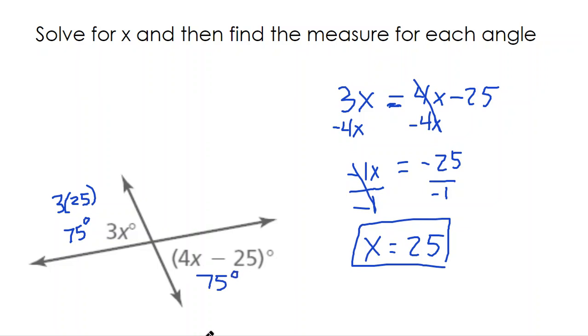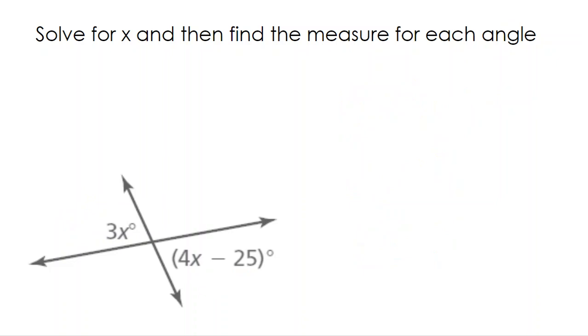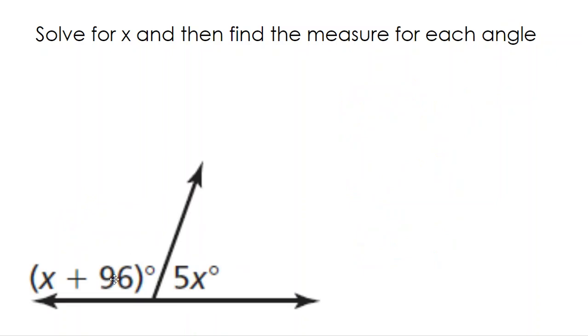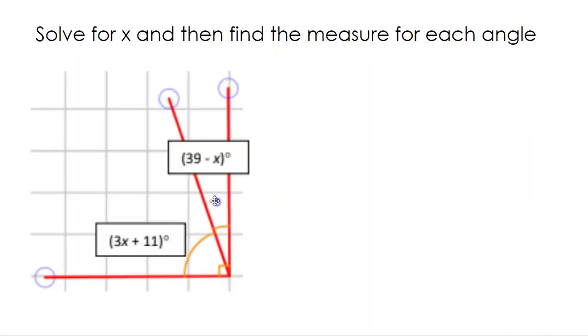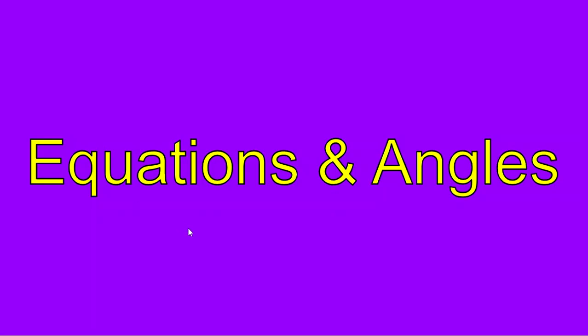All right, so that is how we do equations with angles. If they're vertical angles, you set them equal to each other. If they're supplementary angles, that means they make a straight line. You add them together and set them equal to 180. If they're complementary angles, which means they make a right angle, you add them together and set them equal to 90.